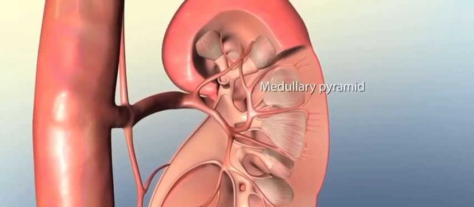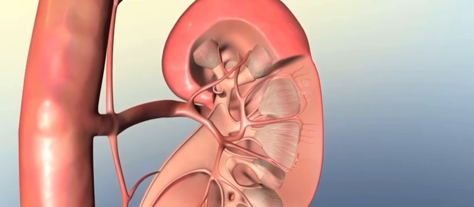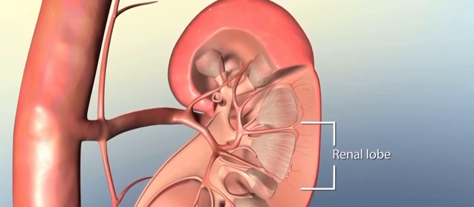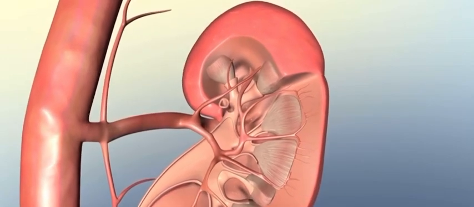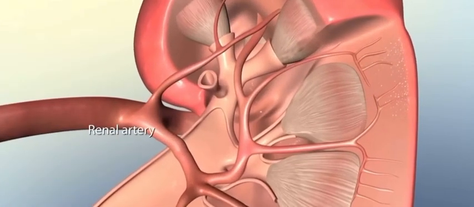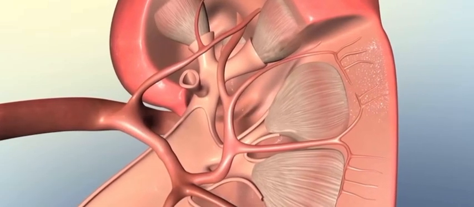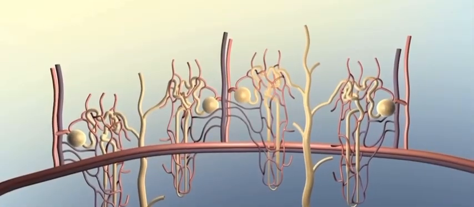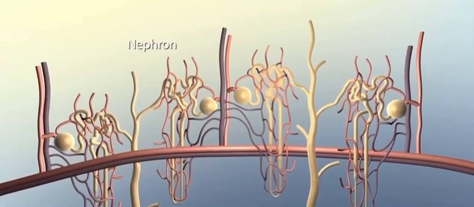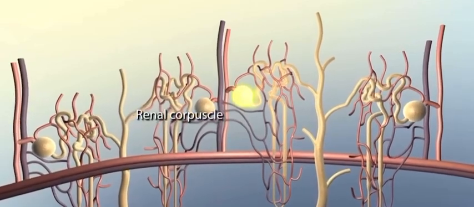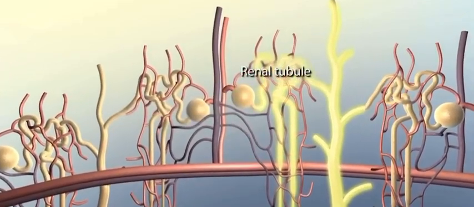The medullary pyramid and outer cortex compose the renal lobe, the structural unit of the kidney. Branches of the renal artery supply each renal lobe. The functional unit of the kidney is the nephron, composed of the renal corpuscle and the renal tubule.